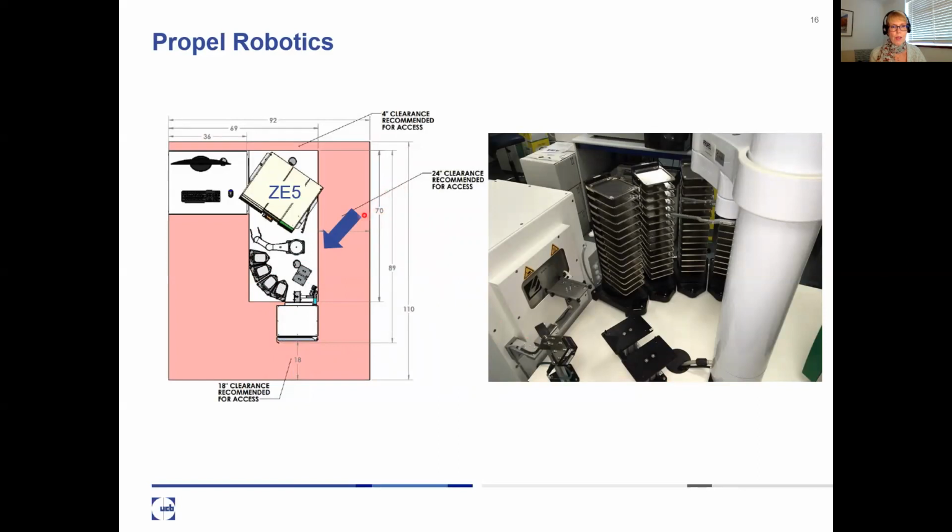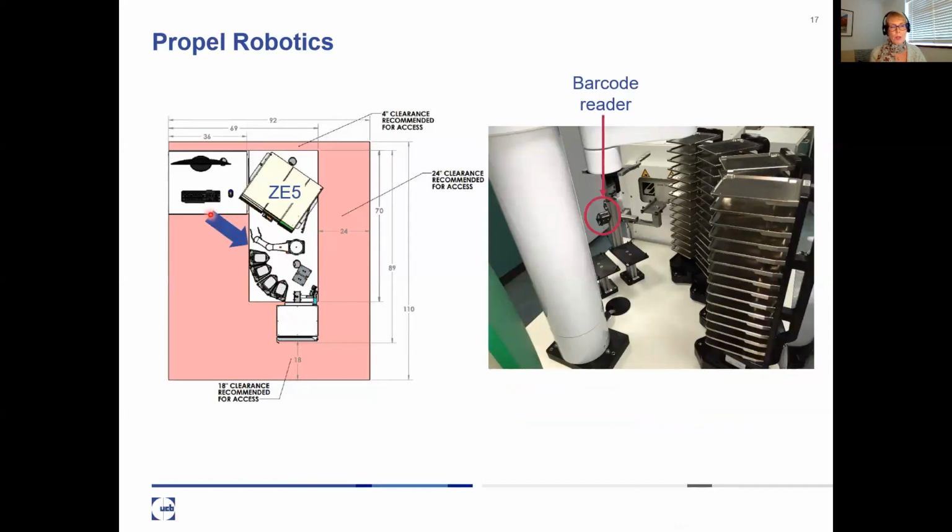This is a photograph looking back in this direction. You can see again the entry port for the incubator, the barcode reader, and the lid removal station, where the robot places the plate on this location here, removes the lid and places it here, and then delivers the plate to the instrument.